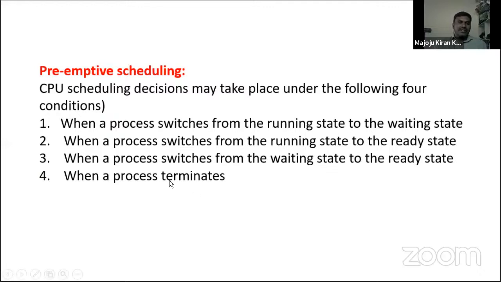The first condition is when the process switches from the running state to the waiting state. Okay, it is a normal or general scenario. While one process is running, it may move to the waiting state. When it is demanding input or waiting for some output, it is immediately preempted. That means while it is running, it stops its execution and moves to the wait state. It is a very general, very common scenario.